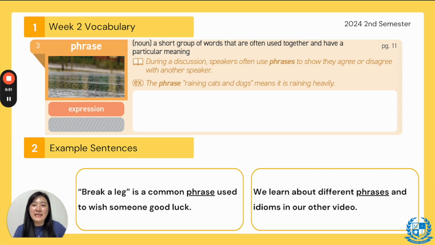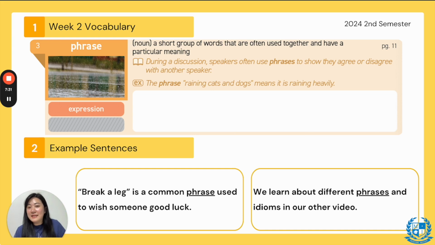Number 3, everyone say phrase. Phrase. The synonym is expression, and the part of speech is a noun. The definition says, a short group of words that are often used together and have a particular meaning. So a group of words that we say together. Kind of like the phrases that we study in the other video together. In our TED Talks, it says, during a discussion, speakers often use phrases to show they agree or disagree with another speaker. So just different little short sayings.